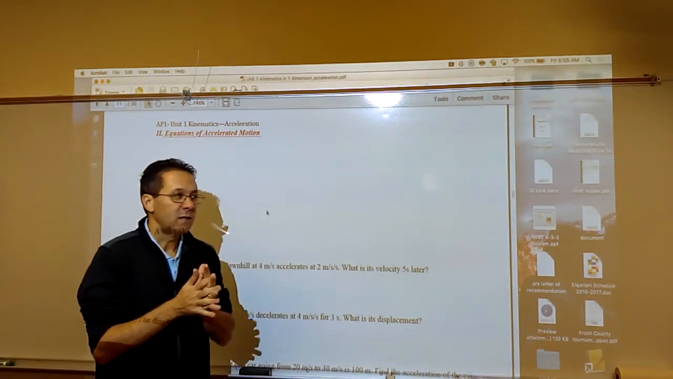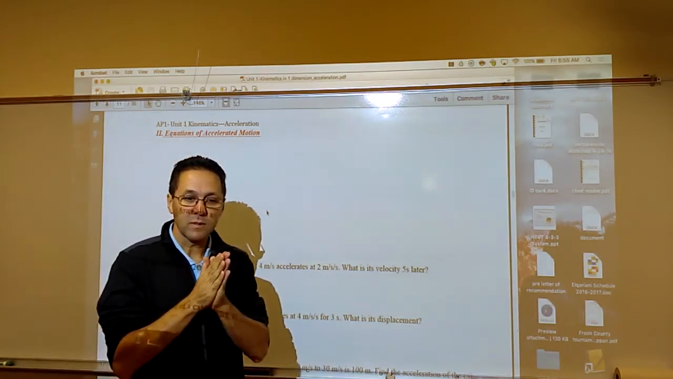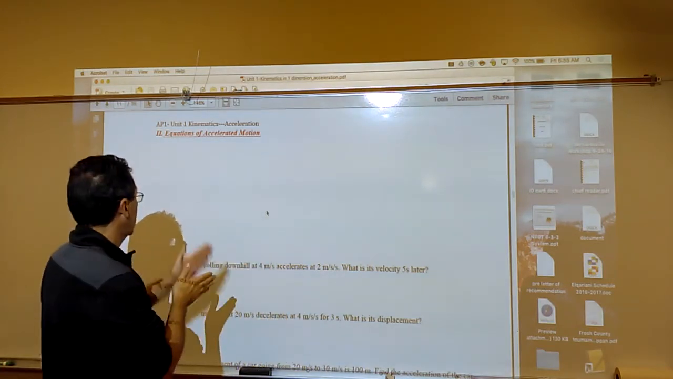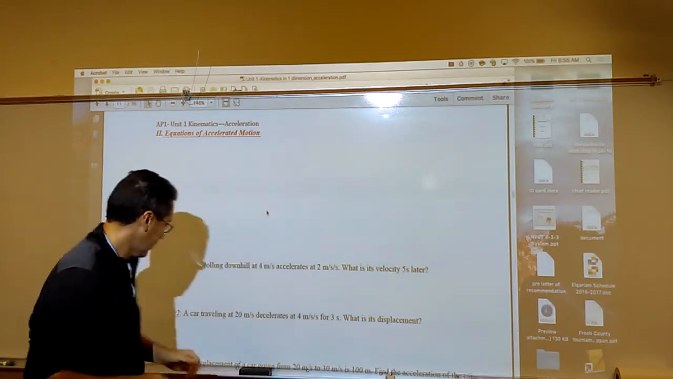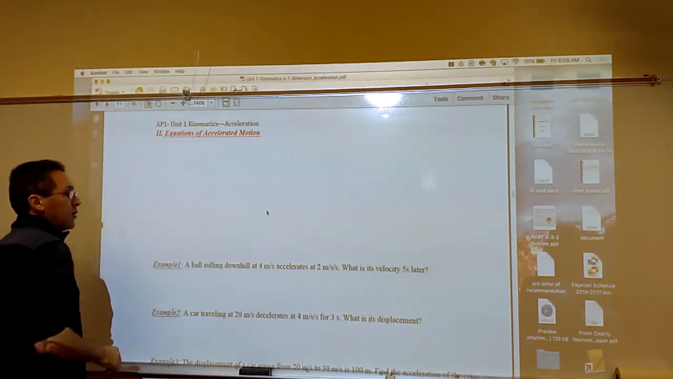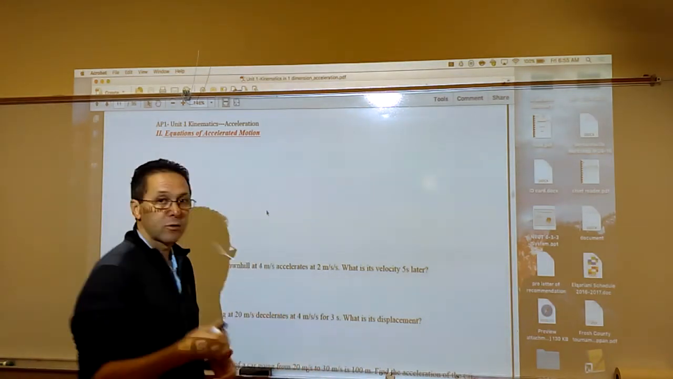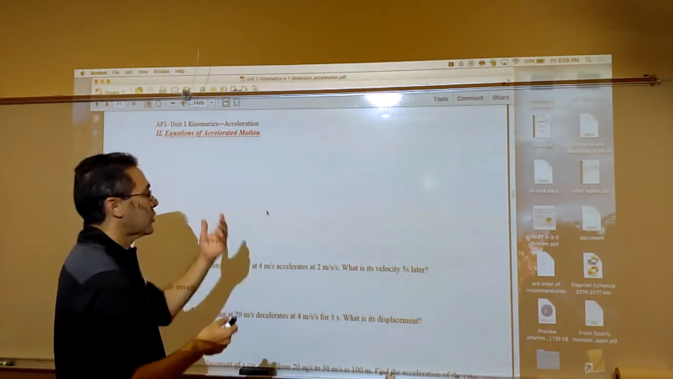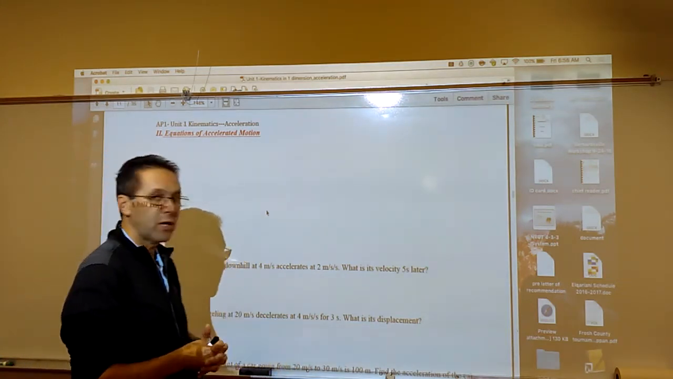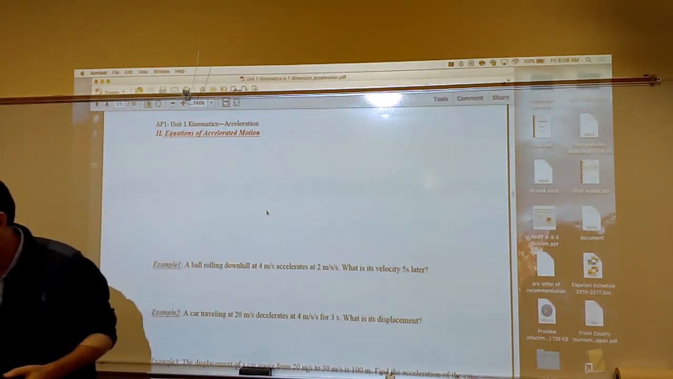Hello guys, today we're going to solve some problems using the equations of accelerated motion, okay? In the previous video, we talked about acceleration, we did it graphically and conceptually, but we didn't solve any problems with numbers. So now we're going to try to do that. And the equations we're going to be using are in your lavender sheet.